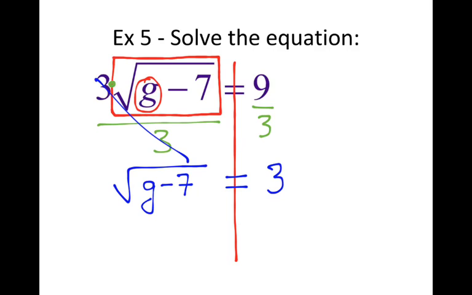All right, now there's nothing left outside the square root, so what do we need to do next? Get rid of the square root. How do we do that? Square it. Square goes up and to the right. Do it on both sides. Square and square root cancel. What does that leave on the left? And on the right side, 3 squared is?